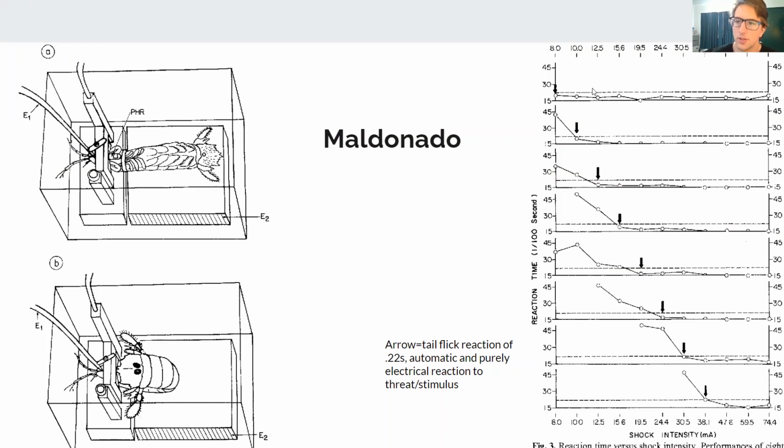They increase the voltage by 25% every time from 8 volts, and they move up in 25% increments. These are some mantis shrimp where they changed where they started administering the shock. So these are preliminary experiments where they're trying to figure out how much electricity was needed to elicit a response of 0.22 seconds. So how long it takes for them to exhibit a tail flick response within 0.22 seconds.